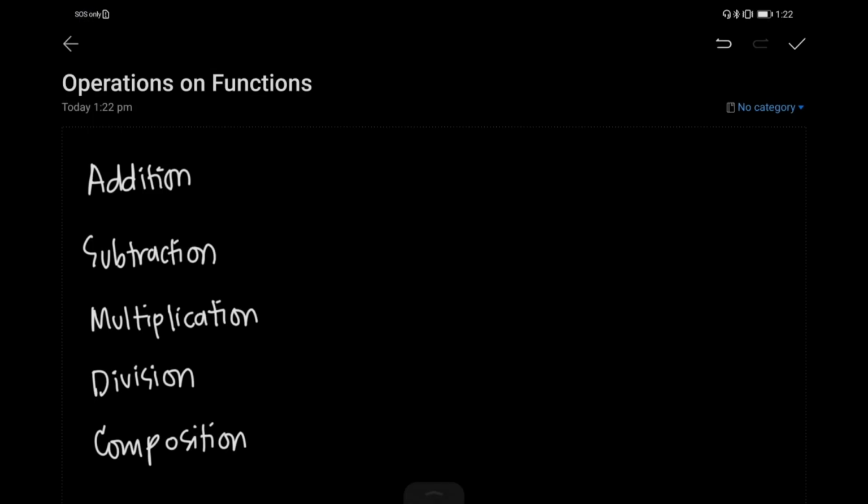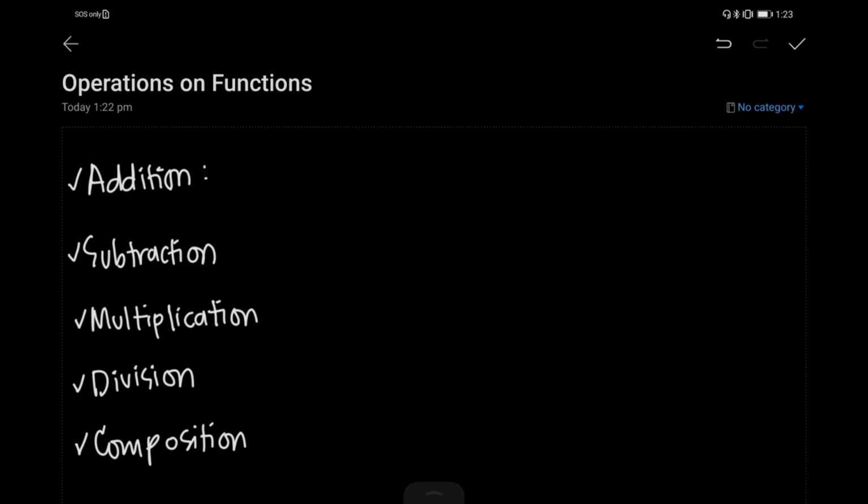Okay, good day guys. So today we're going to discuss the operations on functions. Basically, we have five operations on functions. We have the addition, the subtraction, the multiplication, the division, and also the composition of functions. So let us now discuss first the addition of functions.